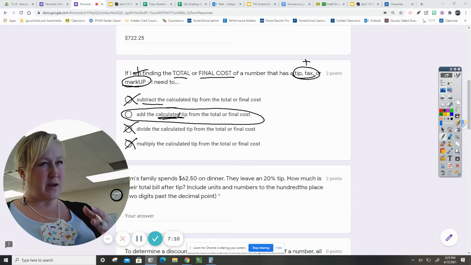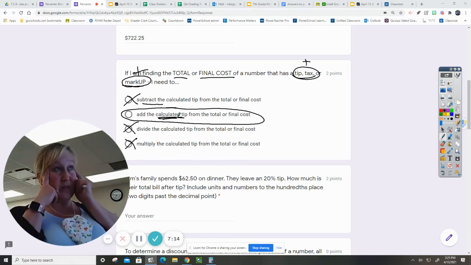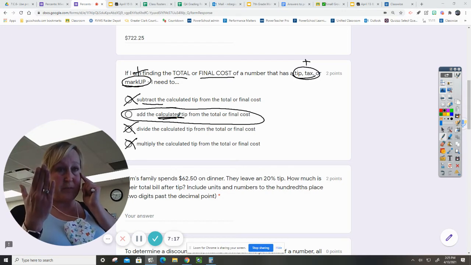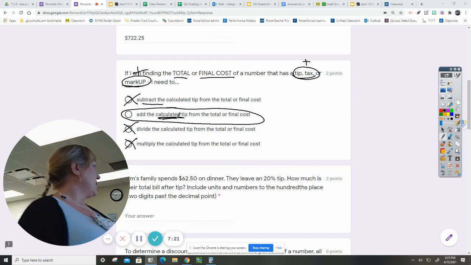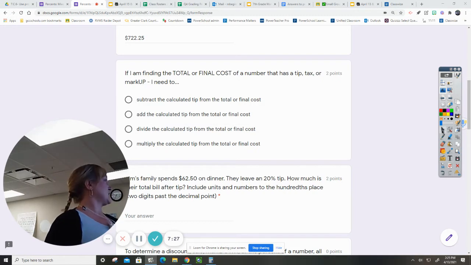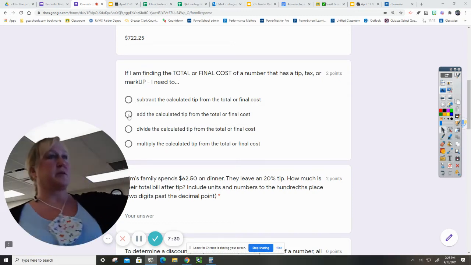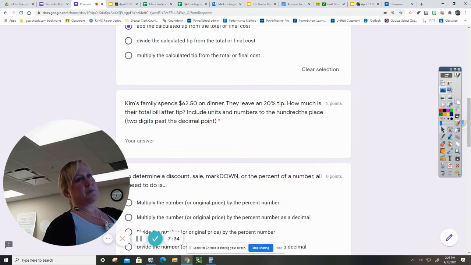I know this is a reading comprehension question with math, but we've got to be using our noggins about what we do. We have to calculate the tip and then add it on. We got to calculate the tax, then add it on. That's why I'm having us do these. So that is the answer to that question. Make sure that you have marked it. Let's make sure my computer is happy. There we go.